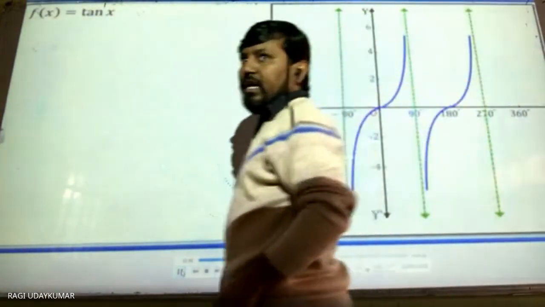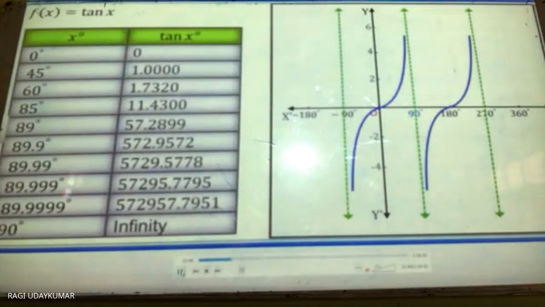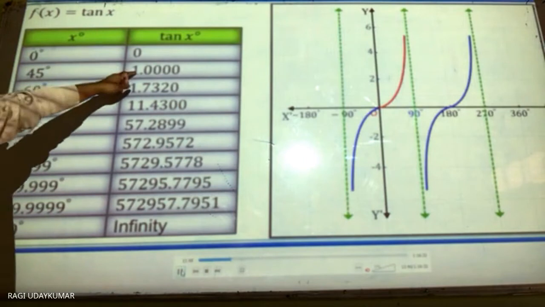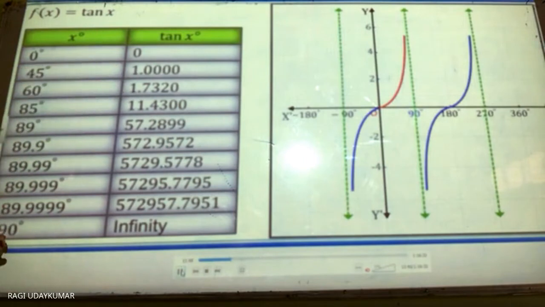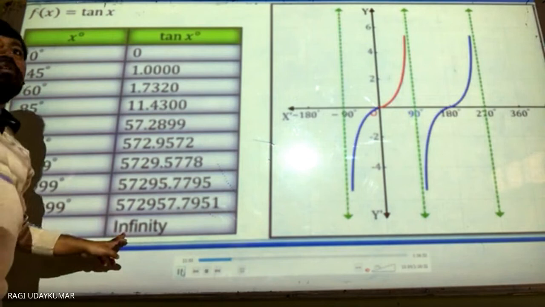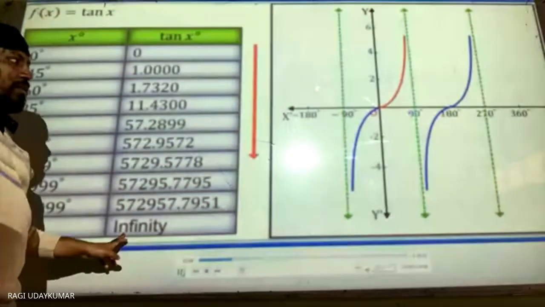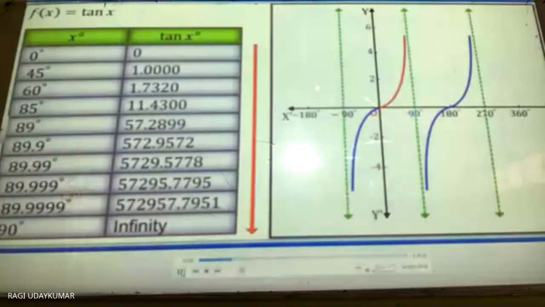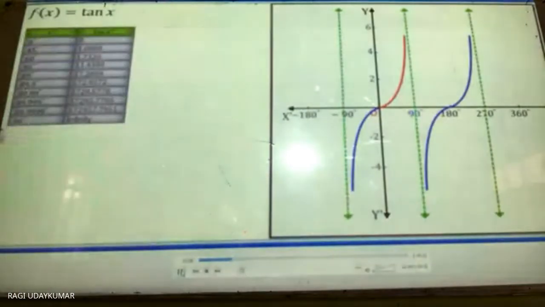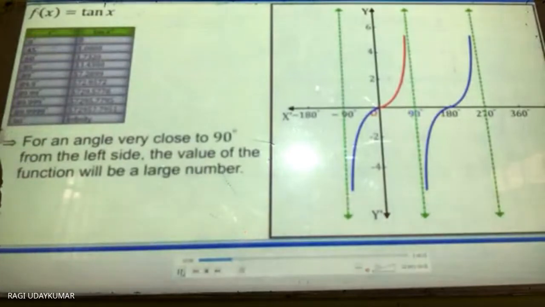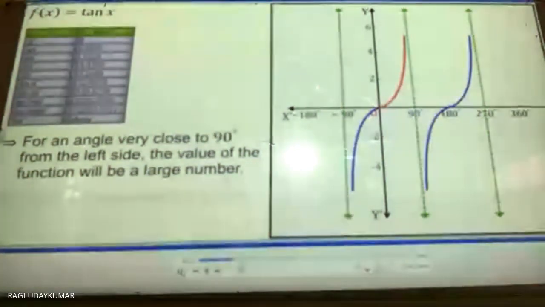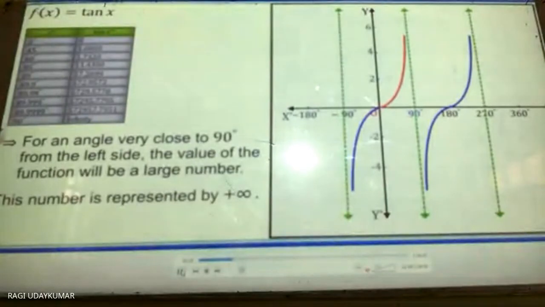In the same way, the tan function, whether it is continuous or not: tan 0 degrees is 0, tan 45 degrees is 1, and when you reach 90 degrees, the value is infinity, a very big number. But tan 90 degrees should actually be said as undefined. But whenever limit x tends to 90 degrees of tan x is given to you, it is undefined.